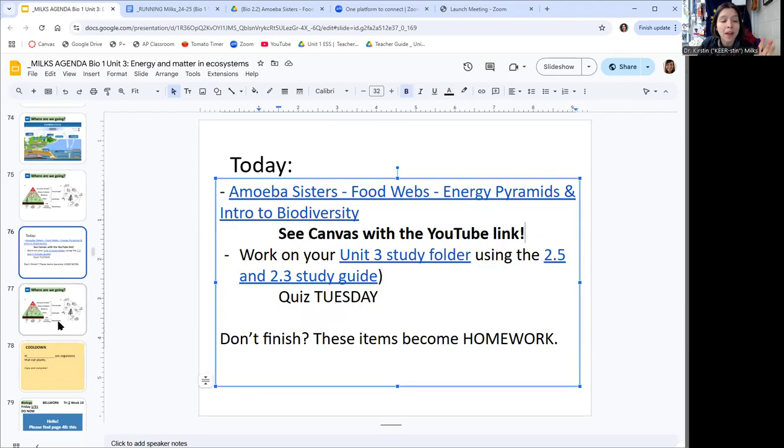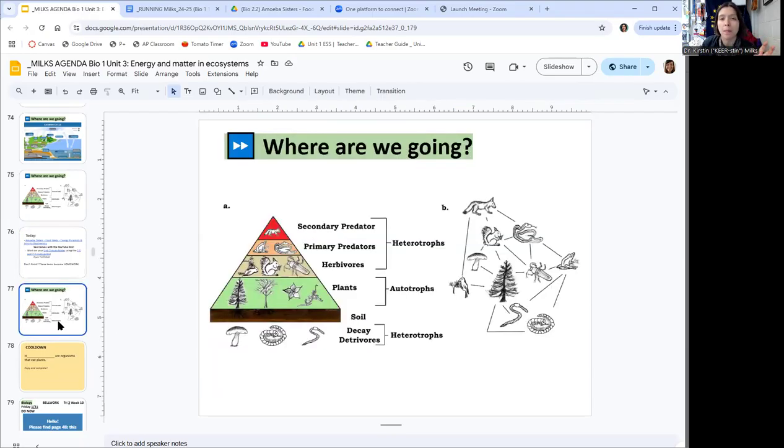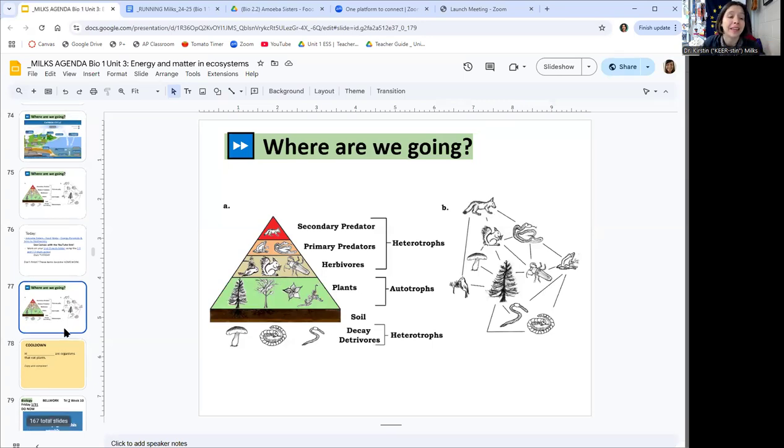So where are we going? We're going to keep thinking about matter and energy as we take on the role of park ranger specialists, like national park specialists, to think about the ecology of a national park. And we're going to learn about something called a keystone species.